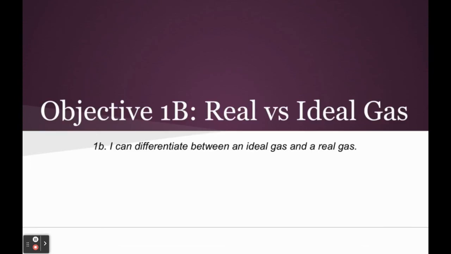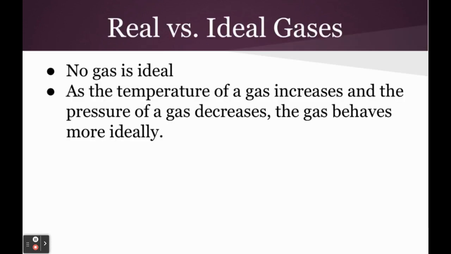Everybody. Objective 1B is on understanding the difference between an ideal gas and a real gas. In the real world, no gas acts ideally. We make some assumptions about gases and pretend that they act ideally for our calculations to make things easier, but in reality, that just doesn't happen.